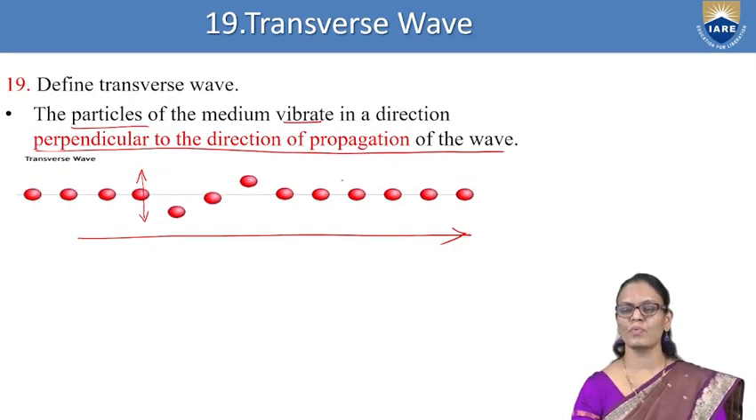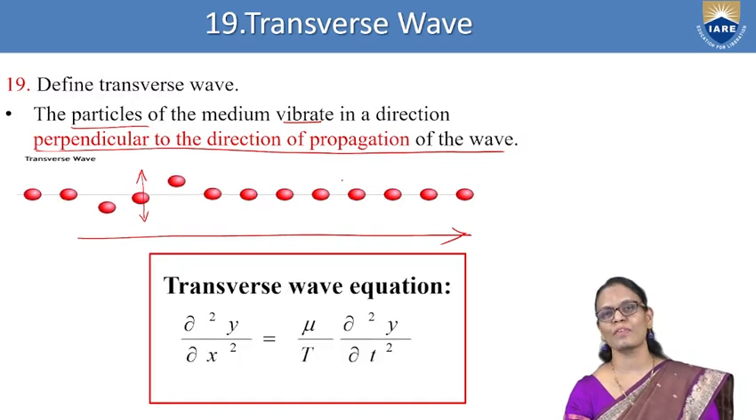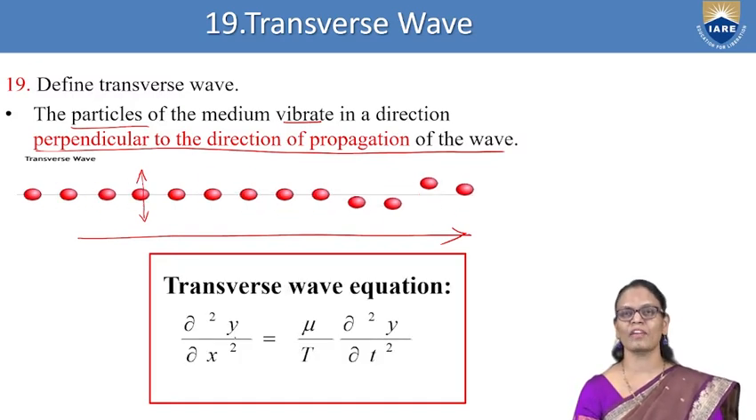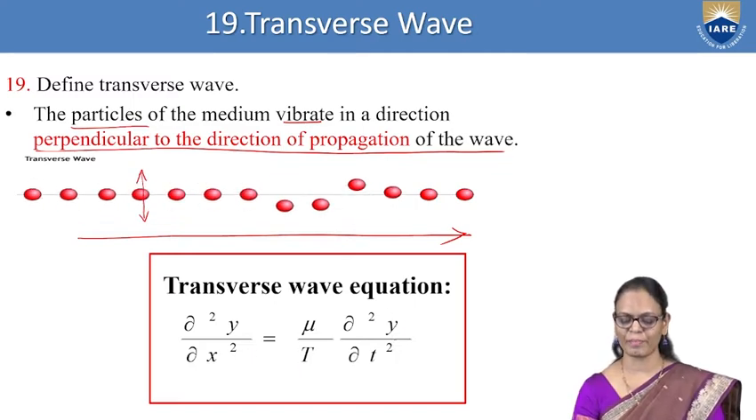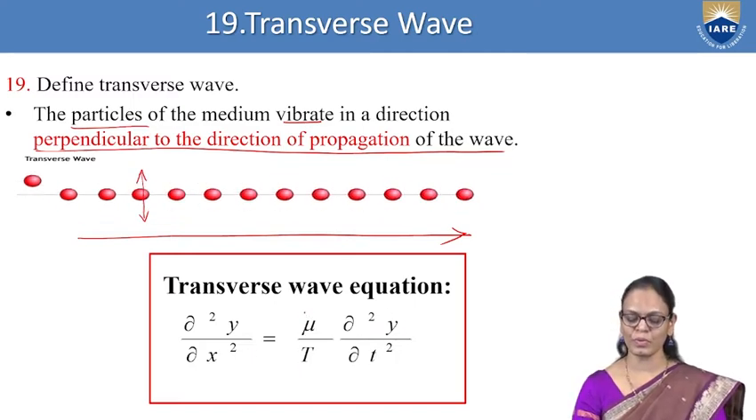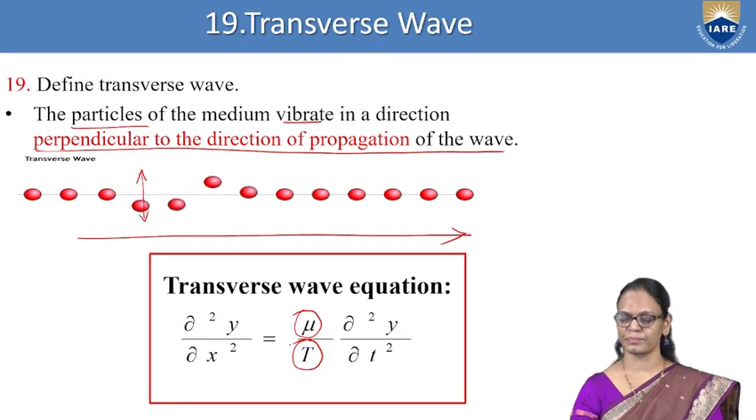So, what is the equation for a transverse wave? The transverse wave equation is given by ∂²y/∂x² = (μ/T) ∂²y/∂t². Here, μ represents the mass per unit length and T is the tension in the string.